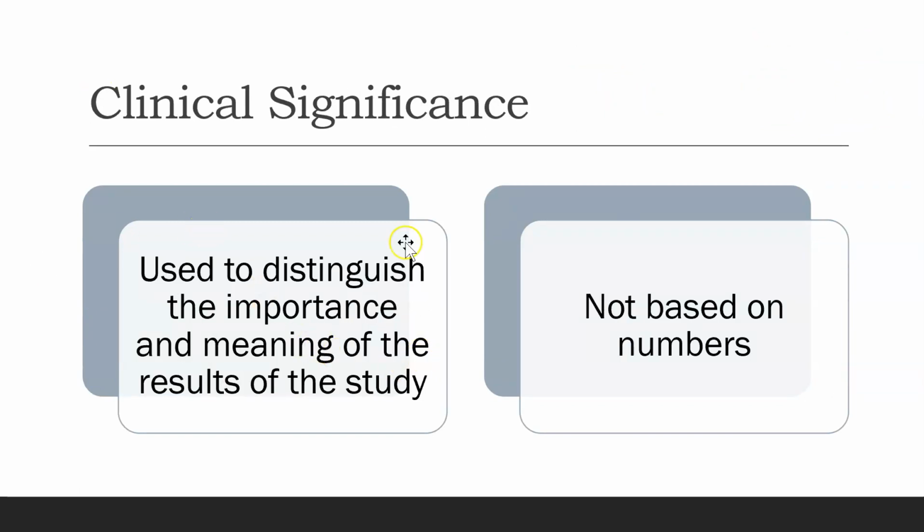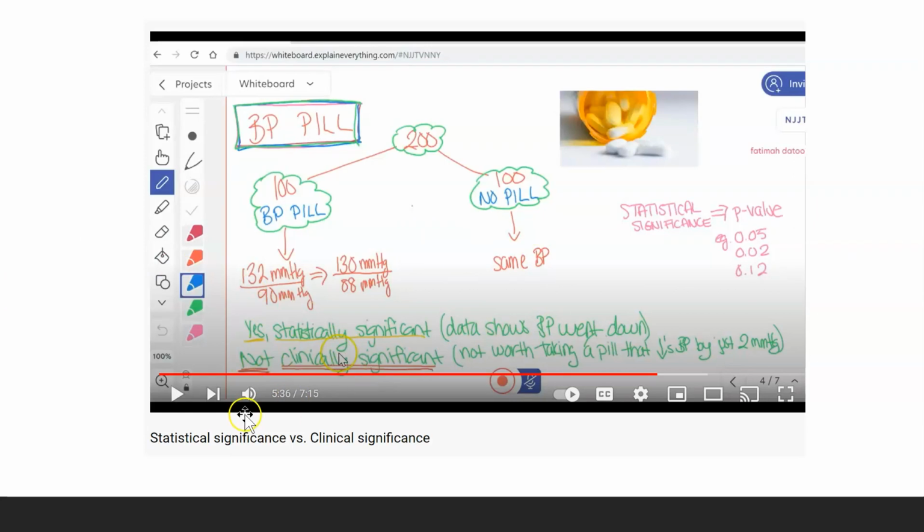So clinical significance is they look at it clinically now. Is it worth recommending it to their client? And again, that video that I'm recommending you to watch goes over the difference in detail between the two types of significance, statistical versus clinical.